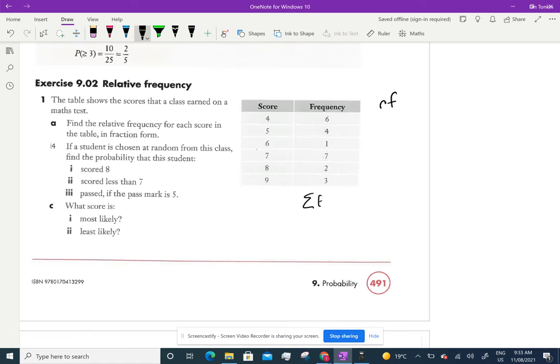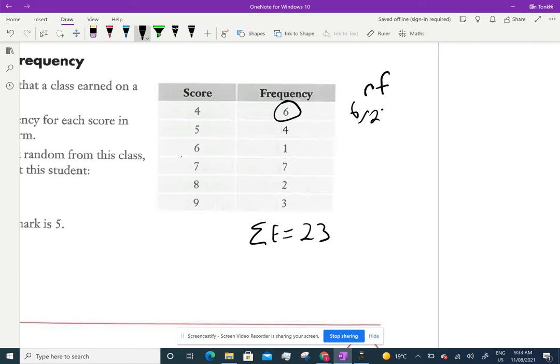What do we got? 6 and 4 is 10. 7, 1 and 2 is 10. I'm getting 23 for those. Now, the relative frequency is just this number over that number. So 6 on 23, 4 on 23. I'm going to make this bigger because I can hardly write. I'm just going to rub that out and make it a bit neater.